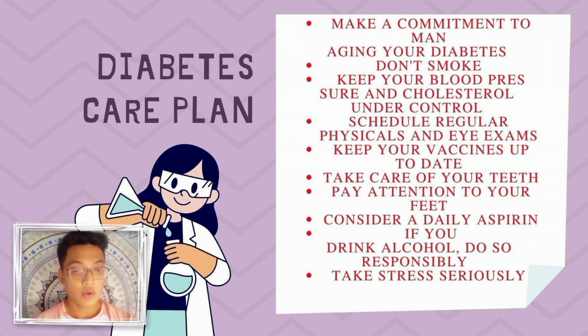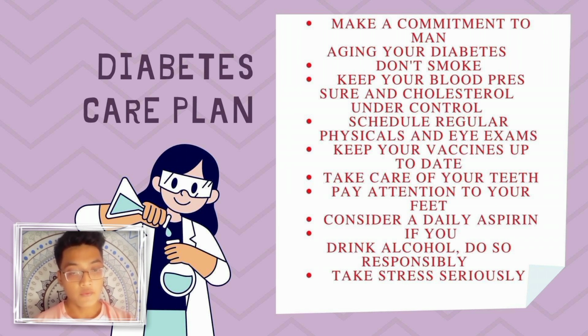Number 8. Consider a daily aspirin. If you have diabetes and other cardiovascular risk factors, such as smoking or high blood pressure, your doctor may recommend taking a low dose of aspirin every day to help reduce your risk of heart attack and stroke. If you don't have additional cardiovascular risk factors, the risk of bleeding from aspirin use may outweigh any of its benefits. Ask your doctor whether daily aspirin therapy is appropriate for you, including which strength of aspirin would be best.